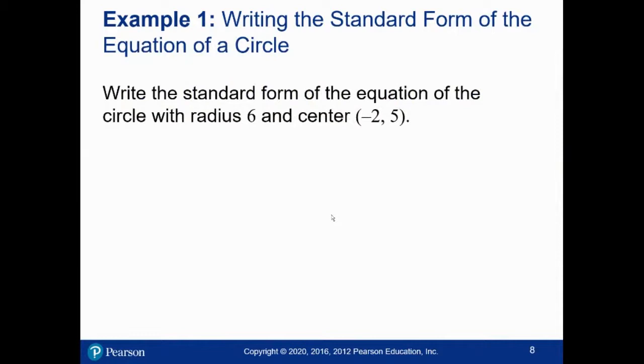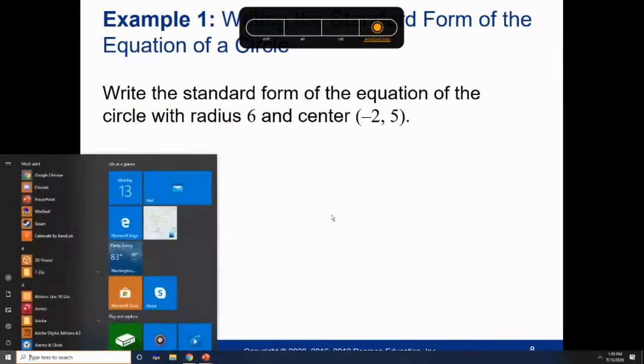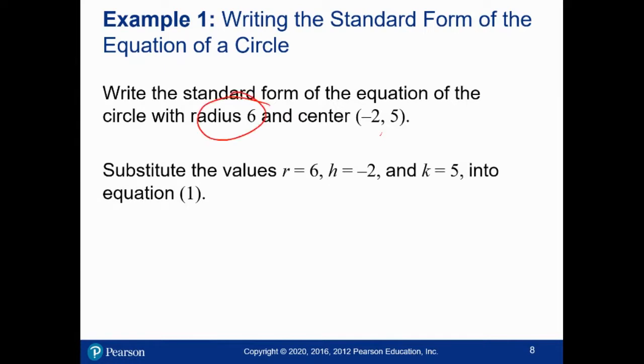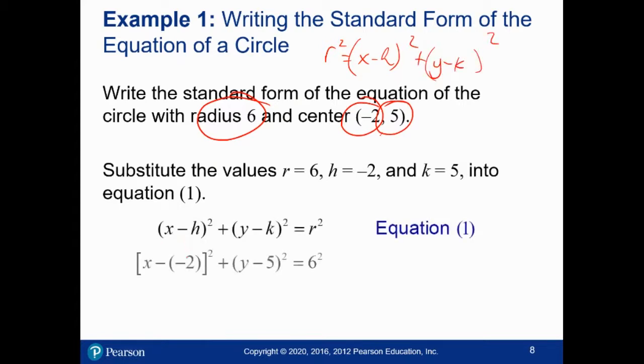So, can we write the standard form of the equation of a circle with radius 6 and center -2, 5? So the radius is 6, h is -2, k is 5, and I just go back to that r squared equals x minus h squared plus y minus k squared, standard form for a circle. There it is. What was h? It was -2. What was k? It was 5. What was r? It was 6. And there you have it. x minus -2 just becomes x plus 2. You could expand this out if you wanted to, but then it wouldn't be in the standard form anymore. So, hooray, we're done.